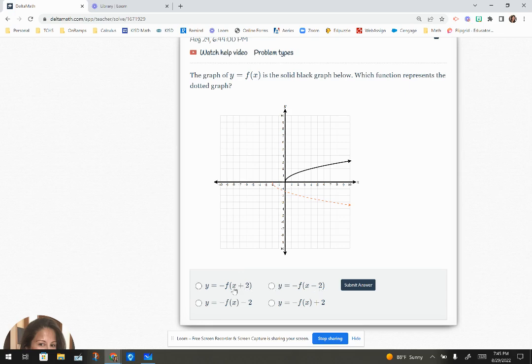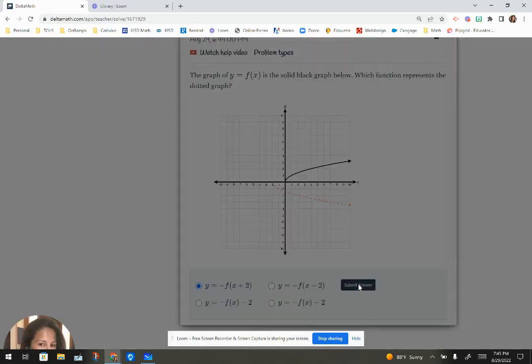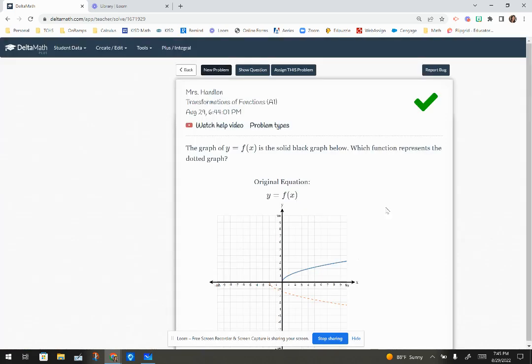So that means it's going to be either this one or this one, because I'm either adding to the X or subtracting to the X. Since the black graph went left, that means I have to add 2. Okay? I need to add 2 because I need to do the opposite. And I know it's going to be negative because it's going to flip over. So notice how my black graph flipped over to be my orange graph. Okay? So let's submit the answers to C. And it worked out. Okay?